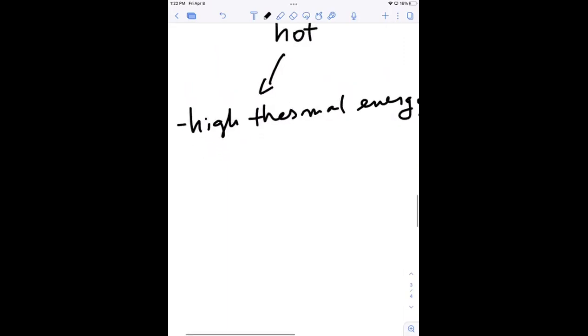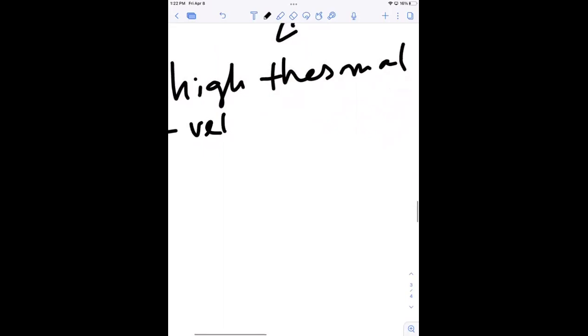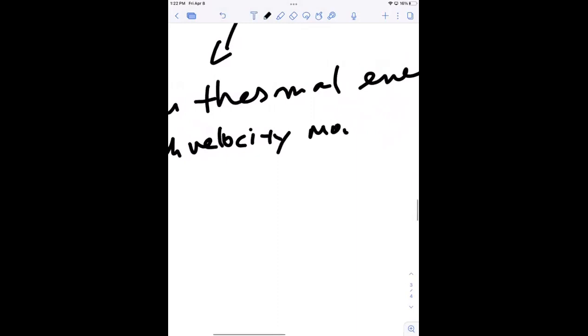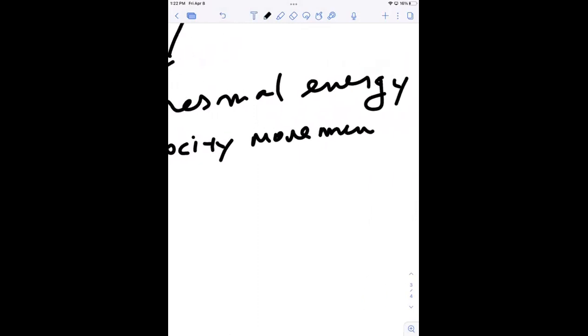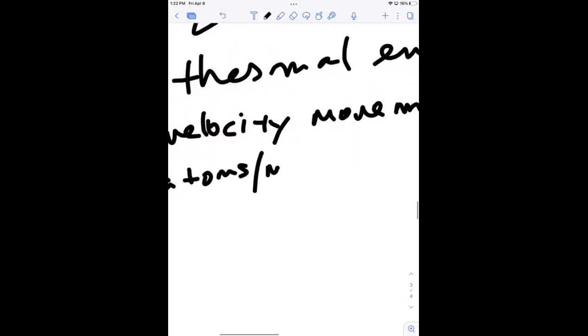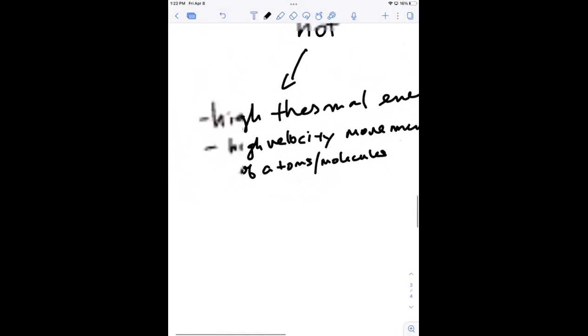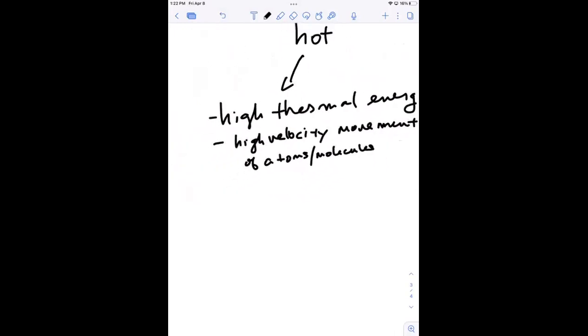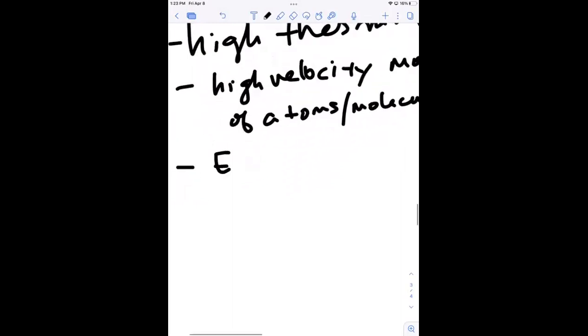What that means is that the velocity of your atoms and molecules is high. The faster they move, the more the thermal energy increases. The more the thermal energy increases, the more the temperature increases. And then we have something that's hot. Another thing that happens is expansion.